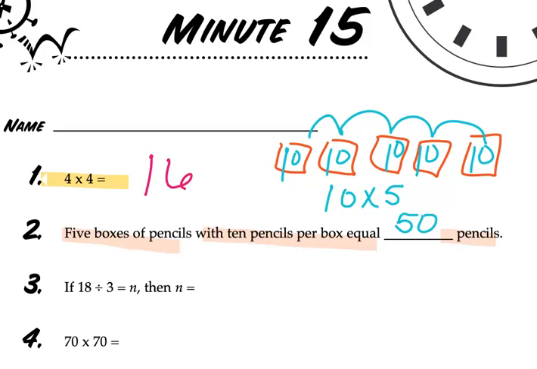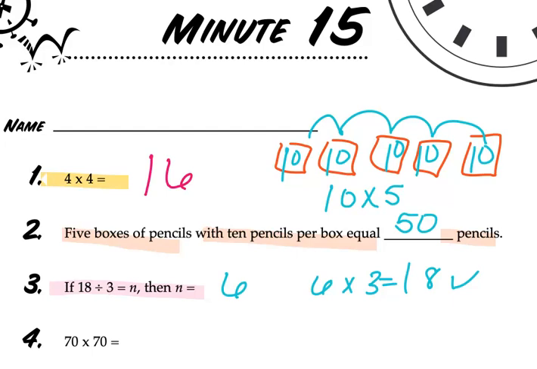All right. Up next, we have if 18 divided by 3 equals n, then what is the value of n? 18 split into 3 groups, or 18 divided by 3 is 6. And how do I check it? I can check it by working backwards. If 18 divided by 3 is 6, then 6 times 3 should give me 18. And it does.